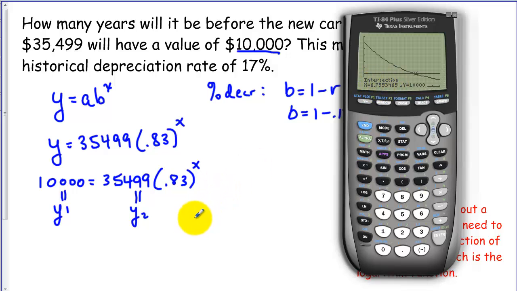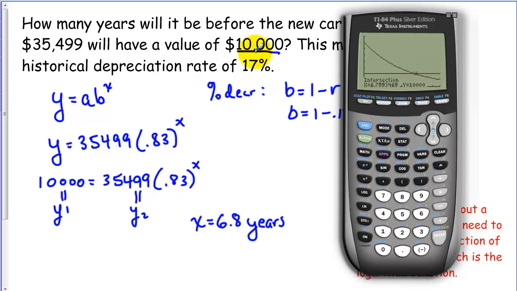So for our solution here, we have X equals approximately 6.8 years. So towards the end of our 6th year, or as we get to 7 years, the value of our car based on this depreciation rate is going to be down to $10,000.